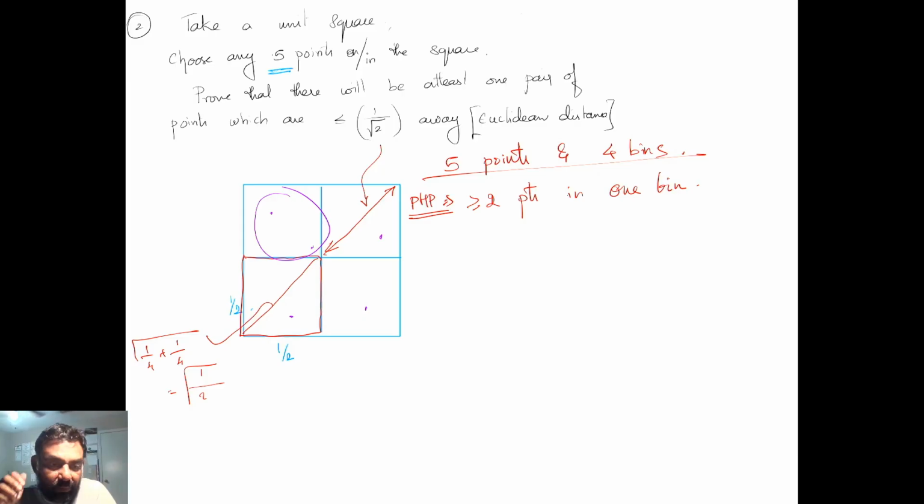So the moral of the story is, in any of these pigeonhole principle problems, the ingenuity is only in identifying what is the bucket and what is the ball. Once you understand that, it becomes almost a trivial argument. Okay, so let's go to the next one.